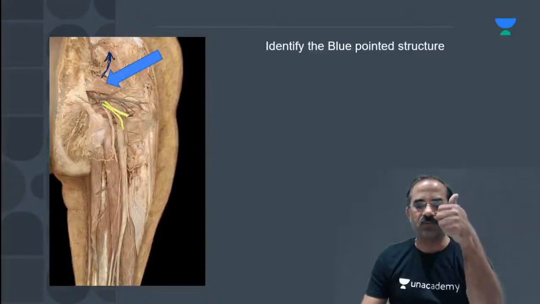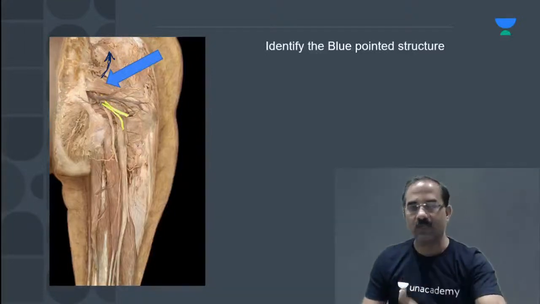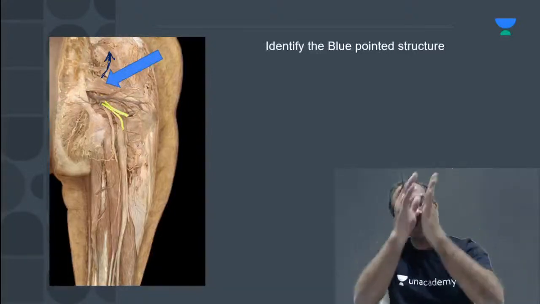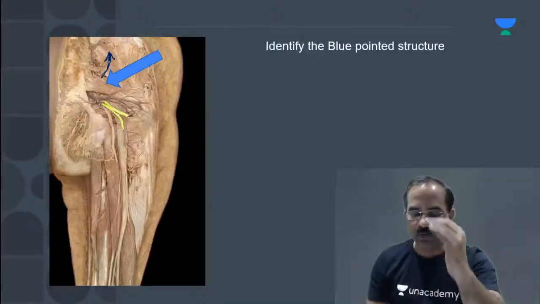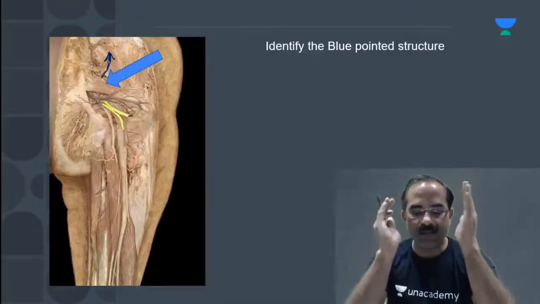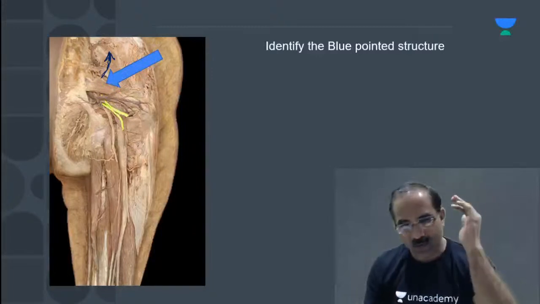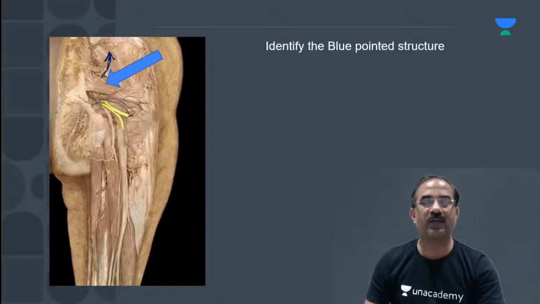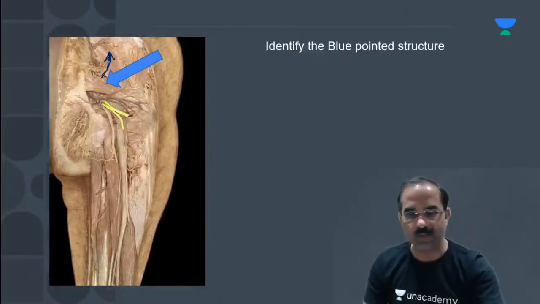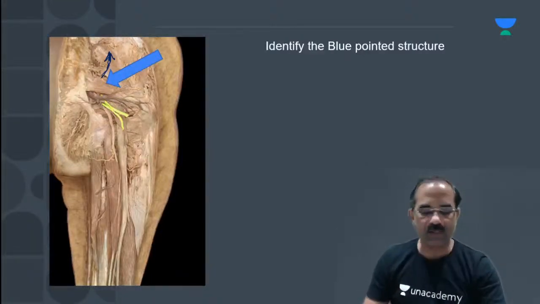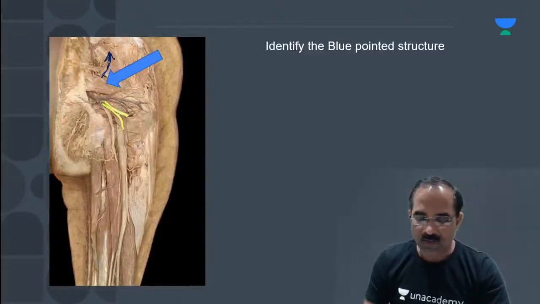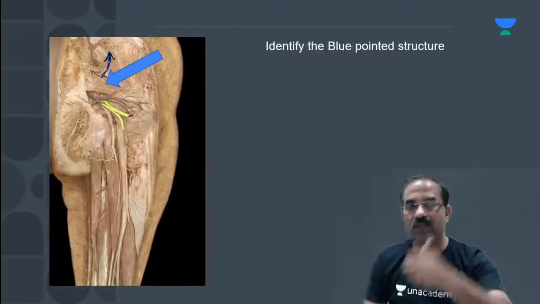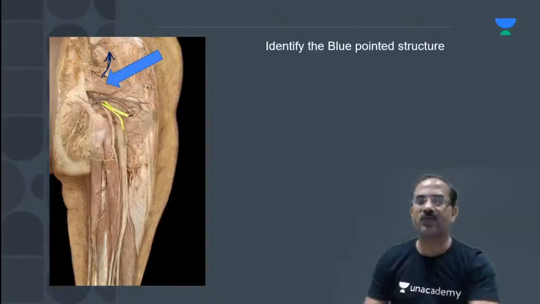One is the gluteus medius, second is the gluteus minimus, and third, which is inserted into the iliotibial tract and makes the tract tense. What is that muscle? That's the tensor fascia lata. A very important MCQ. So the superior gluteal nerve supplies the gluteus medius, minimus, and the tensor fascia lata.